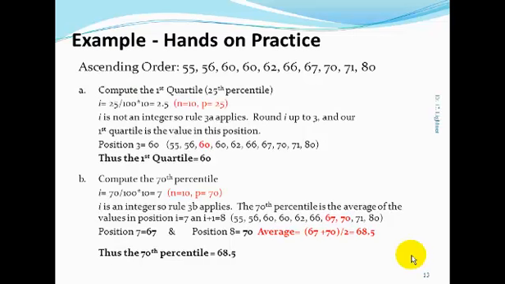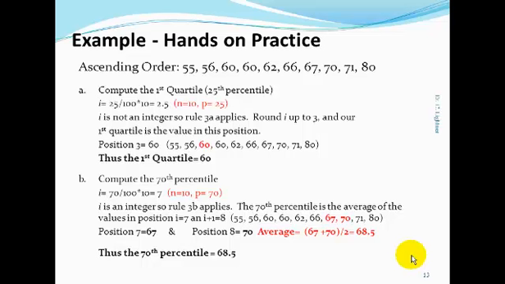You should have started by placing your numbers in ascending order. In step 2, when computing the first quartile, you should have computed I as 25 divided by 100 times 10, which is 2.5. Since I is not an integer, Rule 3a applies. We round I up to 3, and our first quartile is the value in this position. When we round our I value 2.5 up to 3, we notice that the number 60 is in position 3. Therefore, 60 is our first quartile.